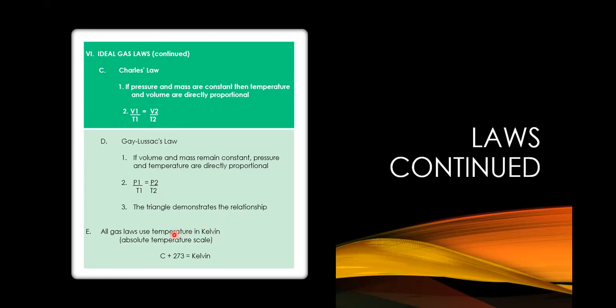All right, now, the triangle demonstrates the relationship, so that's why I did the triangles, all right? Now, when we talk about temperature, all gases are measured in Kelvin. And what did we say? How do we say we get to Kelvin?